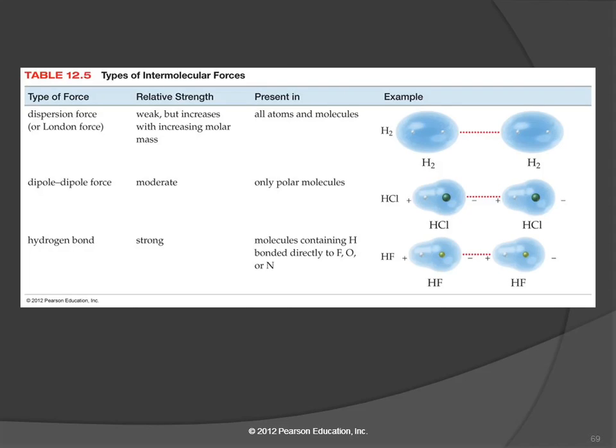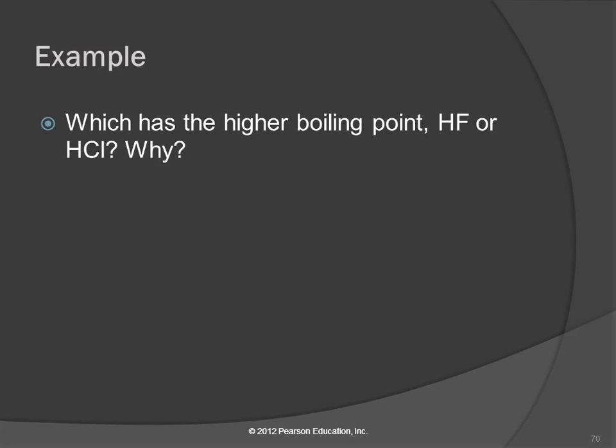This is a chart comparing the types of intermolecular forces, what sort of molecules they're found in, and their relative strengths. And so that can be a good reference. So which has the higher boiling point, HF or HCl, and why? Any of these questions where they're asking you to compare boiling points or melting points or anything like that is going to come down to intermolecular forces.